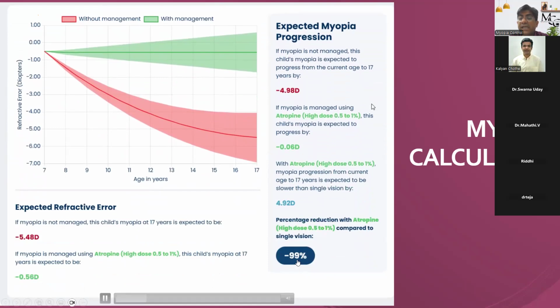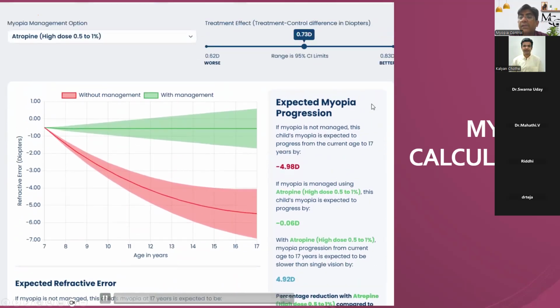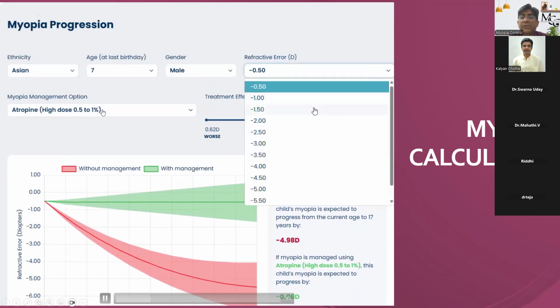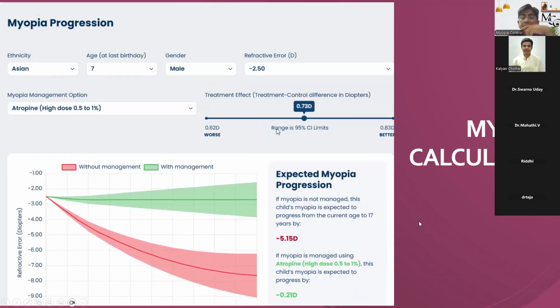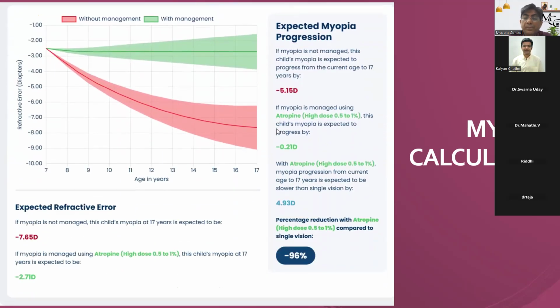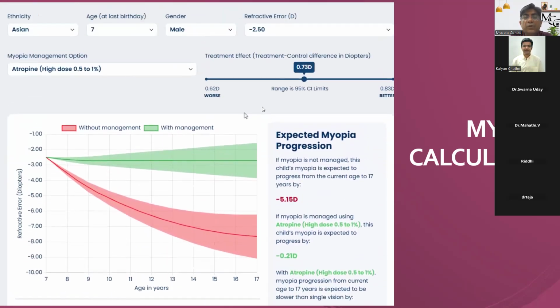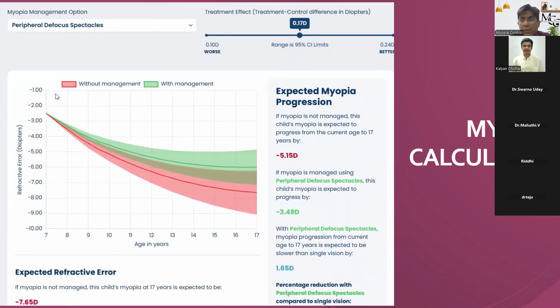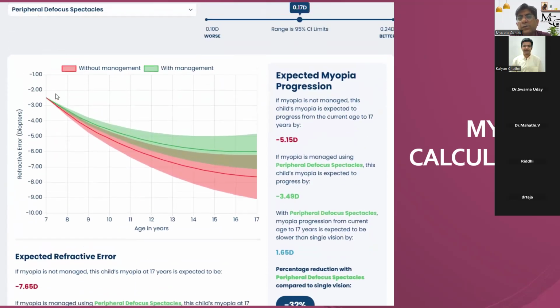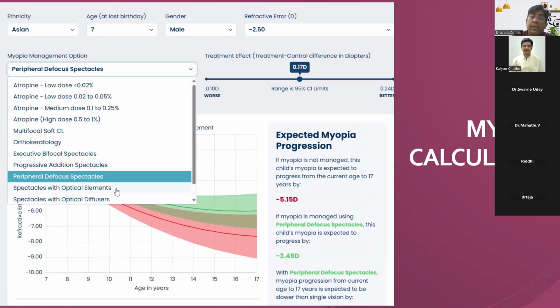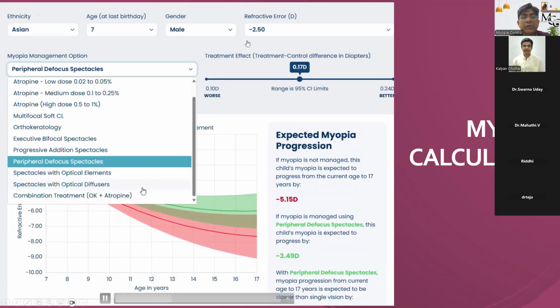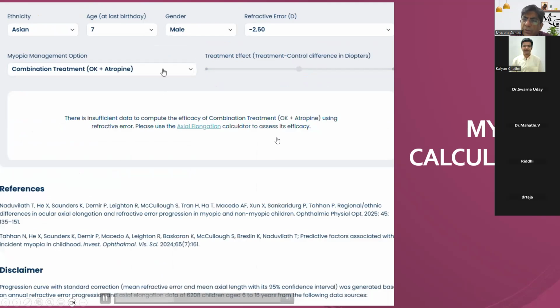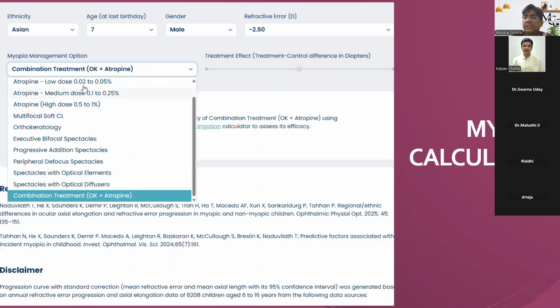See, percentage reduction is 99%. They are claiming that percentage reduction is 99 with 1% atropine. You can use this BHVI calculator. You just have to log in once with your email password, and you can use it for all the specific data. You can tell your optometrist to do it. You can take a screenshot, take a color printout, put it in patient's paper, and tell them that these are the options which you can use. Or you can keep a laptop and show the patient, see, this is all there.